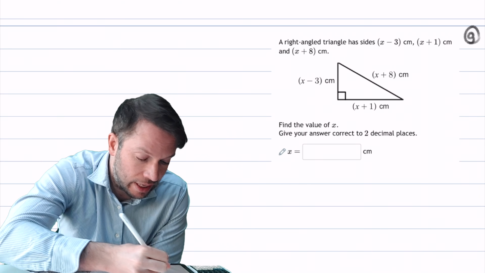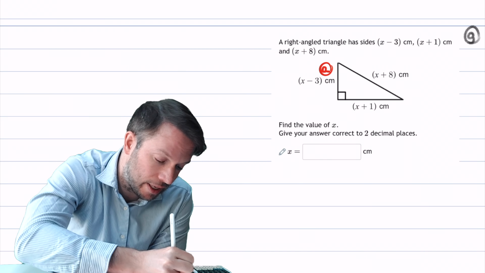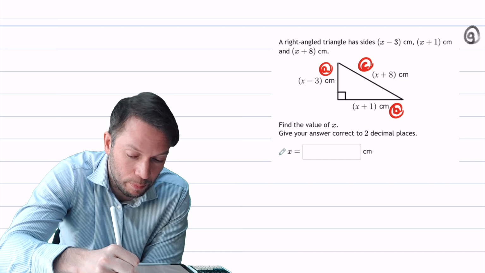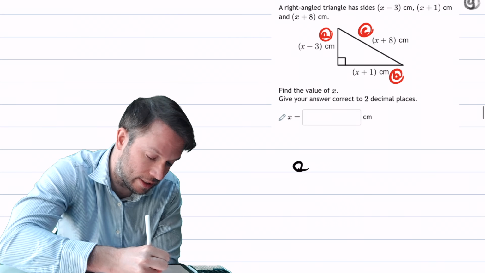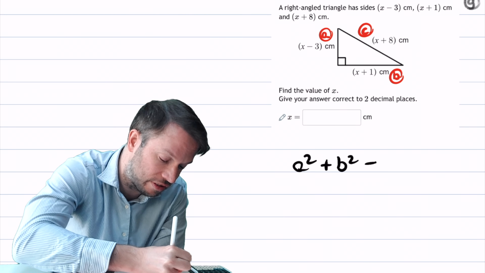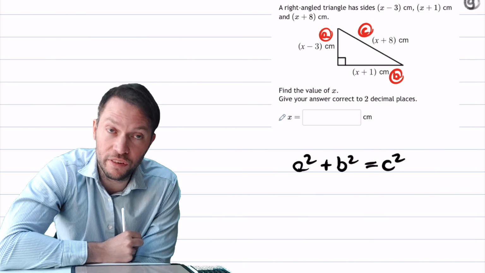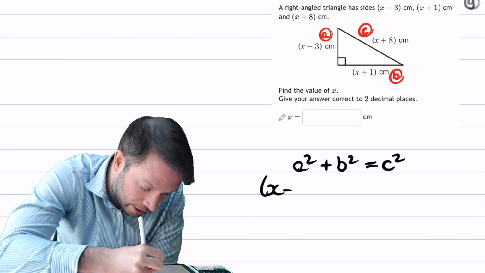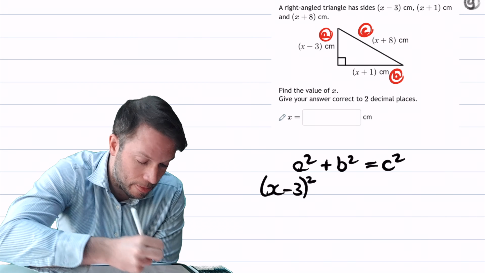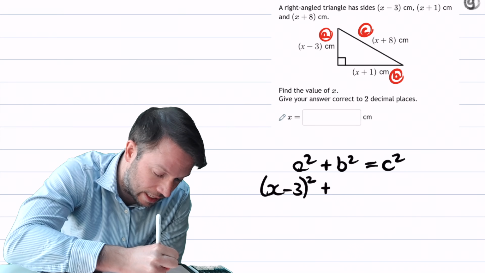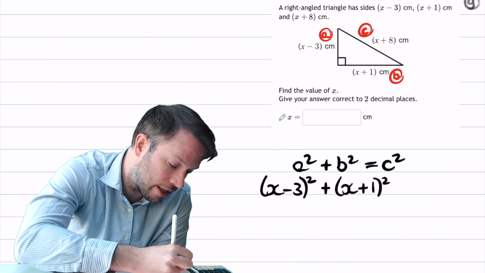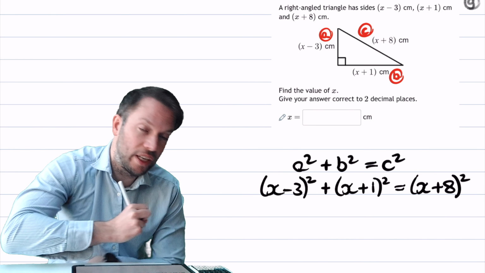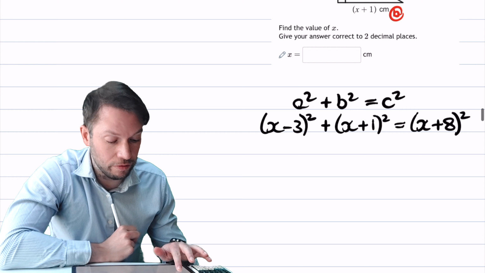So remember, if we have the two shorter sides A and B, and the longest side, the hypotenuse as it's called, is C, then Pythagoras theorem states that a squared plus b squared is equal to c squared. So let's substitute in those lengths in the diagram. A is x minus 3, so it's (x minus 3) all squared, notice the use of brackets there, plus b squared, so (x plus 1) squared, and that is equal to c squared, which is (x plus 8) squared. So now I've got my equation, and now I just need to simplify it and solve that.